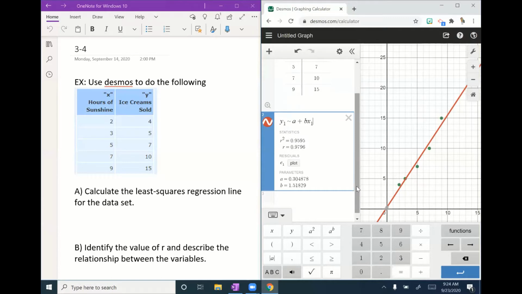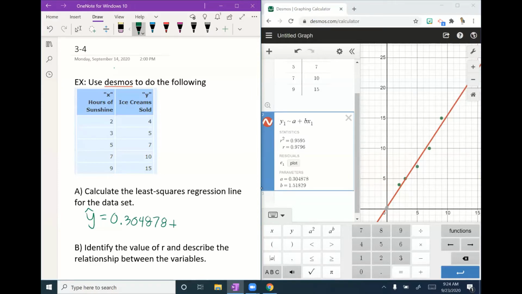So if I'm calculating the least squares regression line, that means that I'm going to write the equation. I had Y1 using my data, so my Y hat is going to be equal to A, which is 0.304878, plus B, which is 1.51829x. So that's my least squares regression line for this data set.